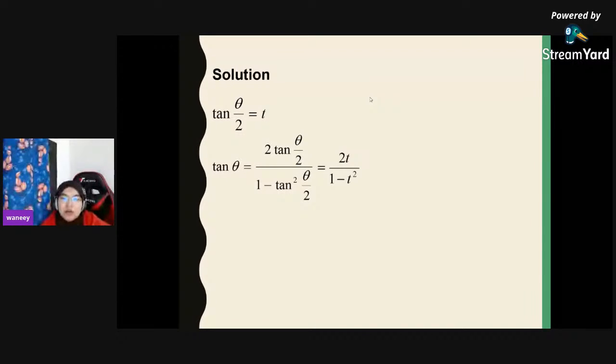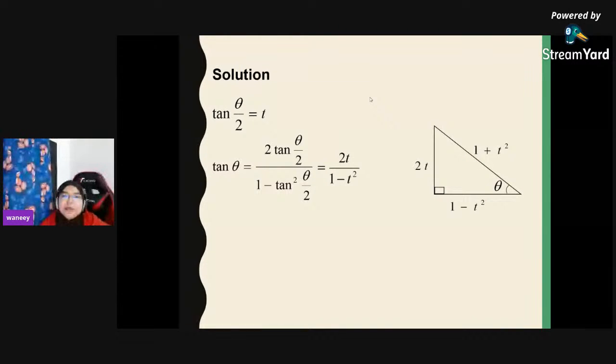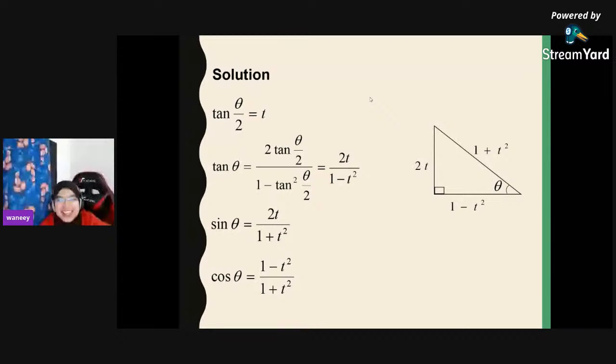Then we draw our right angle triangle, put the opposite over adjacent, and find out the hypotenuse. The hypotenuse is 1 plus t square, and then we calculate the sine: opposite over hypotenuse, so sine is 2t over 1 plus t square. Meanwhile, for the cos, that will be adjacent over hypotenuse, so 1 minus t square over 1 plus t square. Do you remember them?